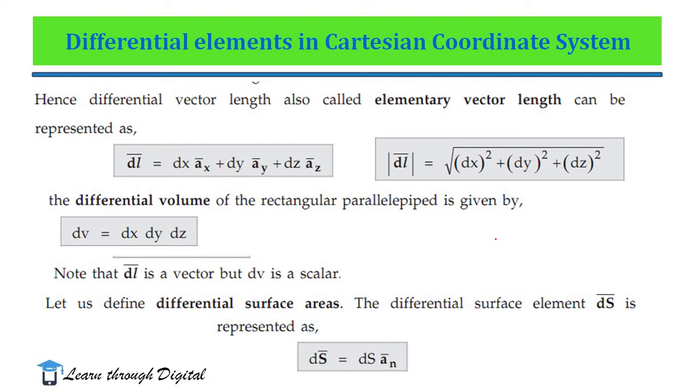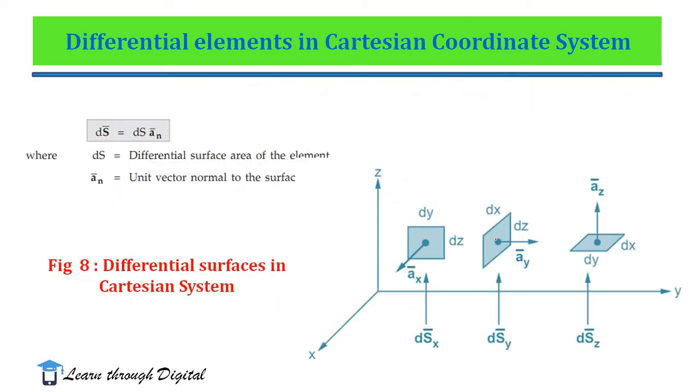Let us define differential surface areas. The differential surface element ds vector is ds an vector, where an vector is a unit vector normal to the surface. This figure illustrates differential surfaces in Cartesian coordinate system.